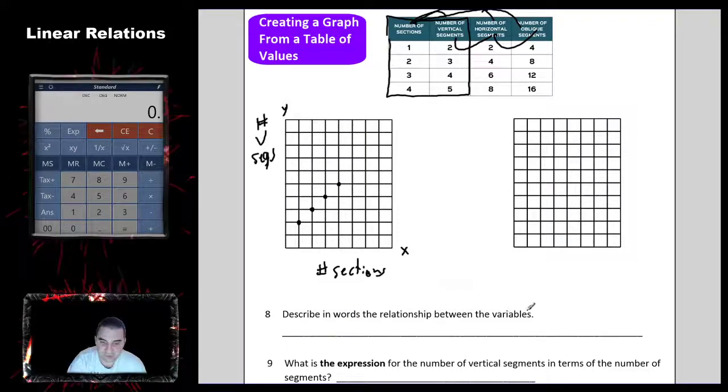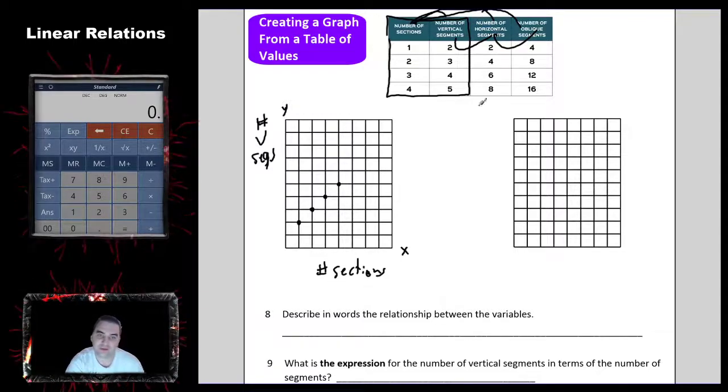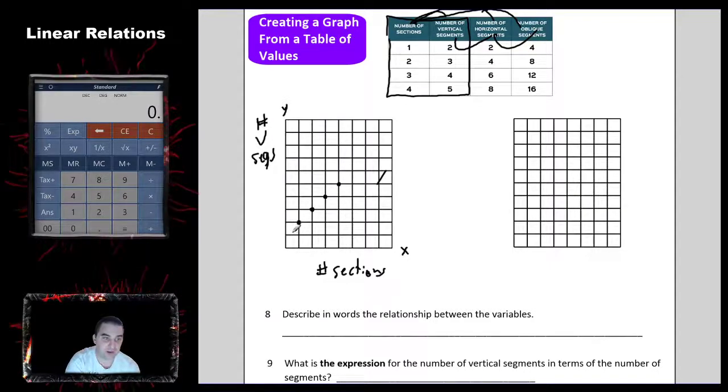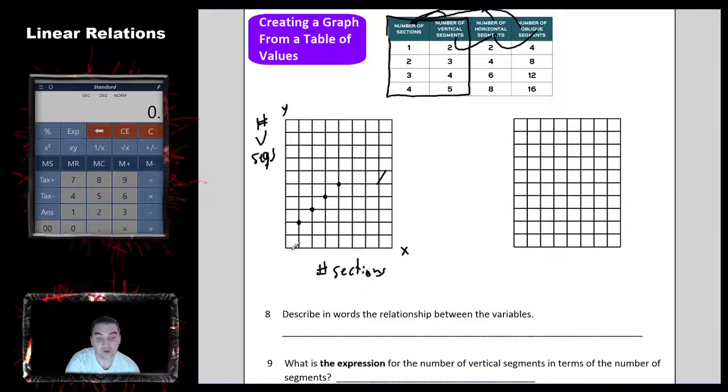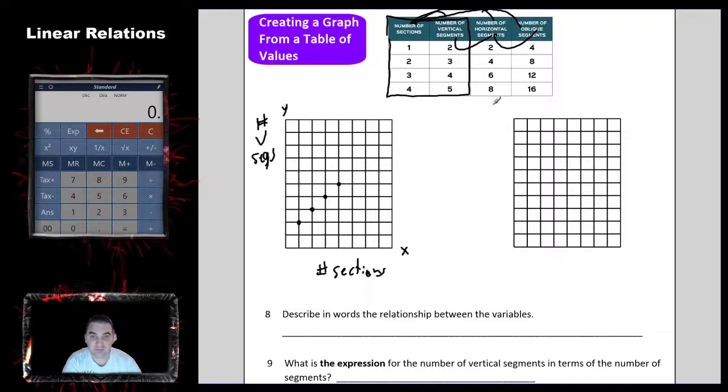Describe in words the relationship between variables. I kind of did that already. We're just comparing two different things and talking about how one grows in relationship to the other. So in this case, we have for every increase of one section, we have an additional one vertical segment. Okay. That's not the case for the other ones, though.